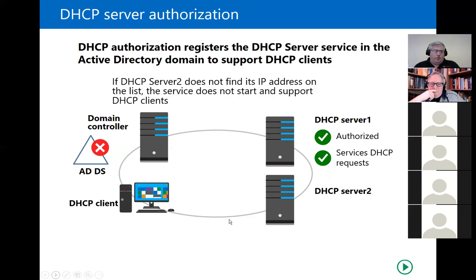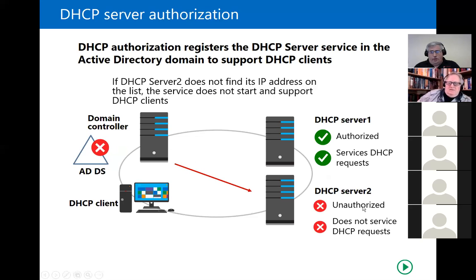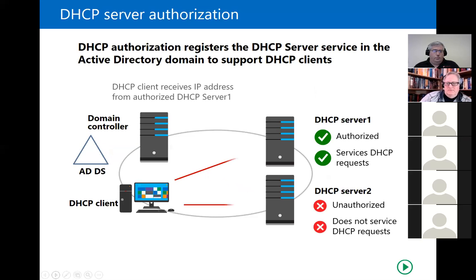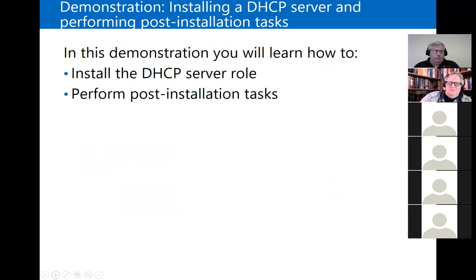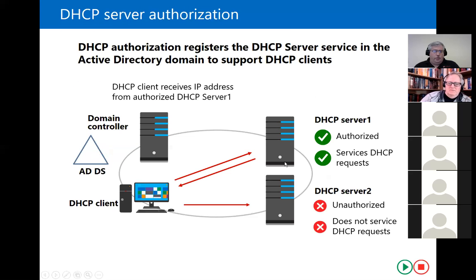And then the DHCP server 2 checks authorization, and apparently in this case it's not authorized, so it does not answer DHCP requests. And then of course the client gets the one that's authorized because it's part of the Active Directory domain.